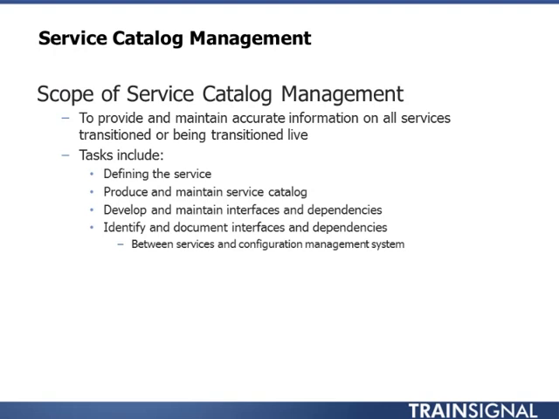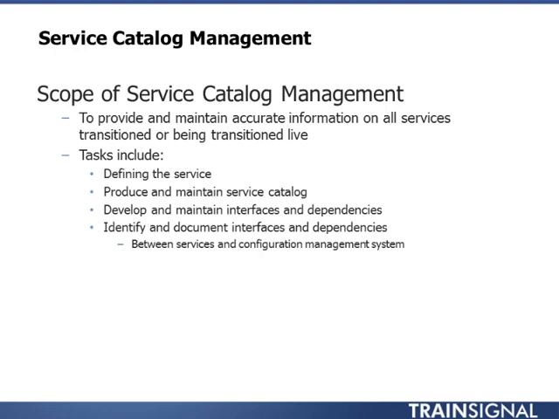The scope of service catalog management is to provide and maintain accurate information on all services transitions or being transitioned into a live environment. Remember, the service catalog is the component of the service portfolio that is currently operational and available for use. We capture information about our services to publish in the catalog. These might include things like a description of the service, the name of the service, the method by which we can obtain the service, how much the service costs, who the service owner is, and how the service is supported.